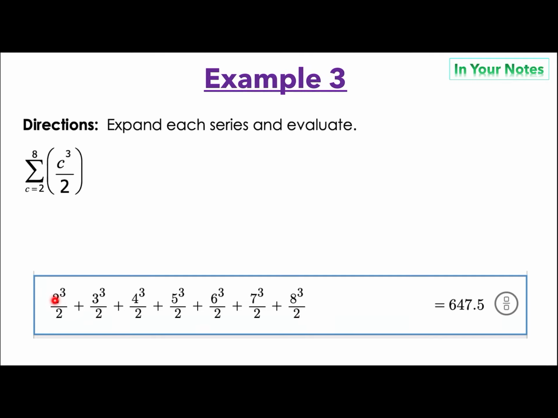So each one of these is representing c cubed over 2, every single one. I did put parentheses around all of these when I typed it in the calculator, but once you press enter, it gets rid of them. So we started at 2, and we went all the way up and stopped at 8. I press enter, and there's my answer. So my answer here is 647.5.